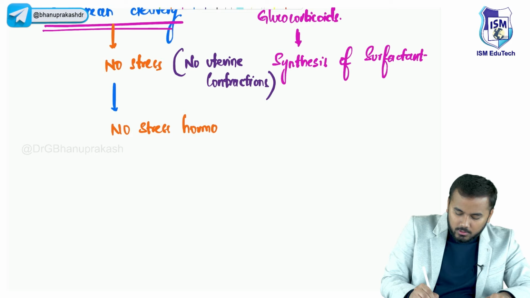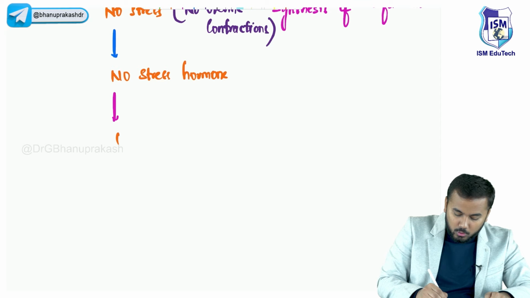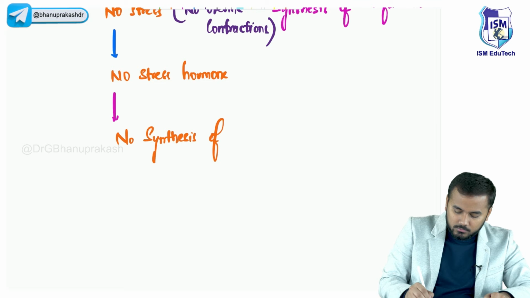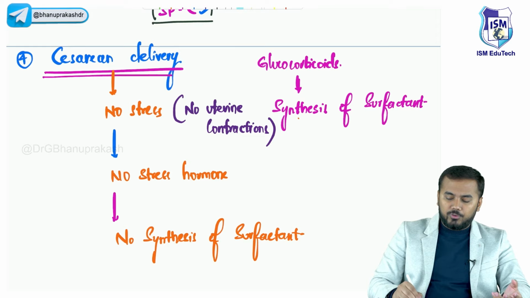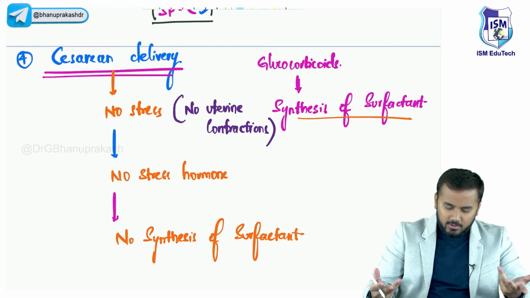So, when the stress hormone is not released, what is going to happen? No synthesis of surfactant. Osama Sheikh already is telling, that is why we give dexamethasone. Obviously, glucocorticoids are responsible for the synthesis. When glucocorticoids are not there, we give an injection of glucocorticoids so that the lungs become mature. Very good, Osama.